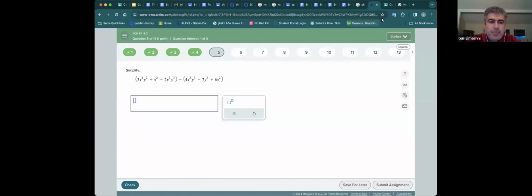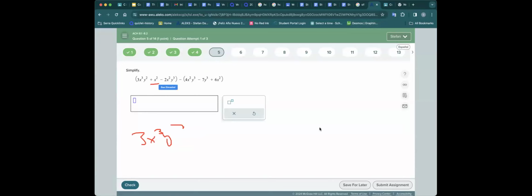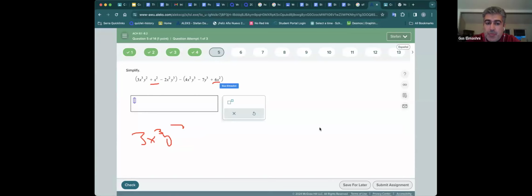Okay, perfect. Great. Well, here's the deal. So you have x cubed y squared. I don't see that anywhere else, so that just stands alone. I do see an x squared and another x squared, and you're subtracting them. So it's negative 5x squared.